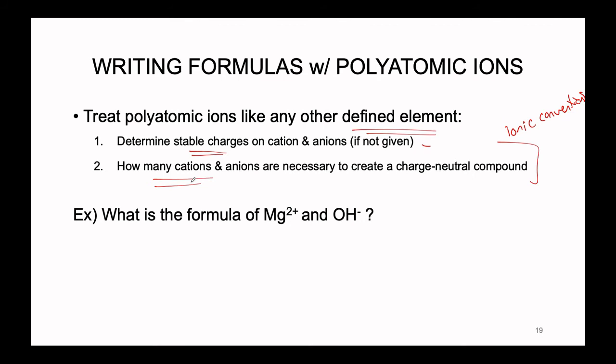All right, so let's write the chemical formula for the combination of magnesium with a 2+ charge and the polyatomic ion known as hydroxide.